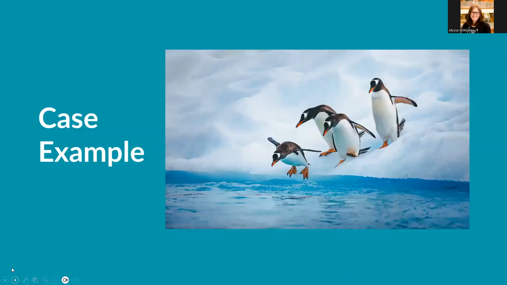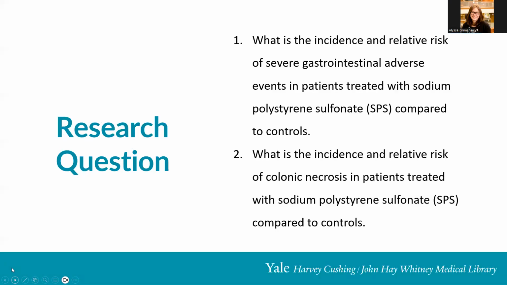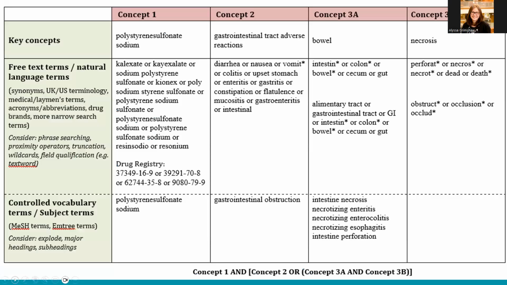Okay, so we're going to do a case example right now, using one of my previous systematic reviews. So the research question is, what is the incidence and relative risk of severe gastrointestinal adverse events in patients treated with Kayexalate compared to controls? And then the second question was related to colon necrosis in the same population.